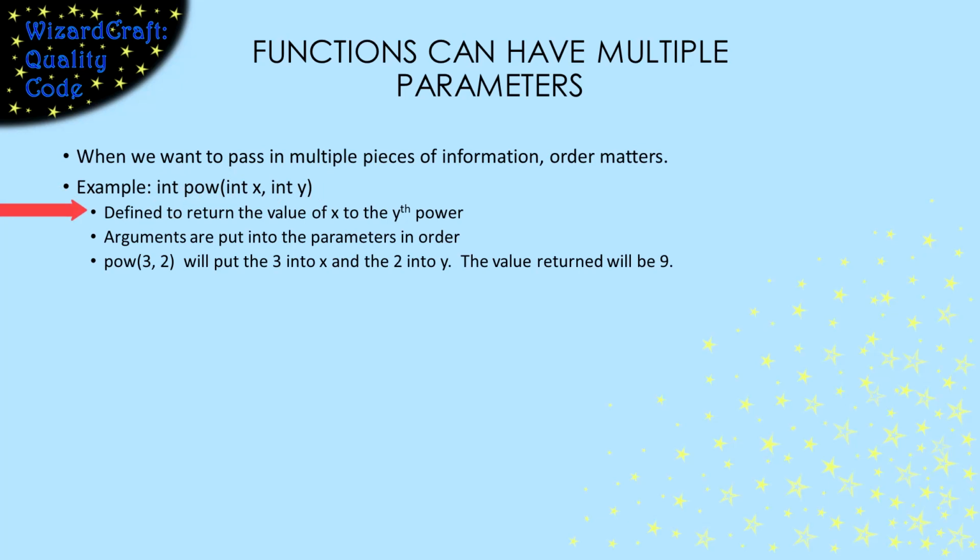When we need to pass more than one value into a function because it has more than one parameter, we put the arguments in a comma-separated list in the parentheses of our call to the function. For example, if we called pow passing 3, 2, the 3 would be stored in x, and the 2 would be stored in y, and pow would return 3 squared, which is 9.